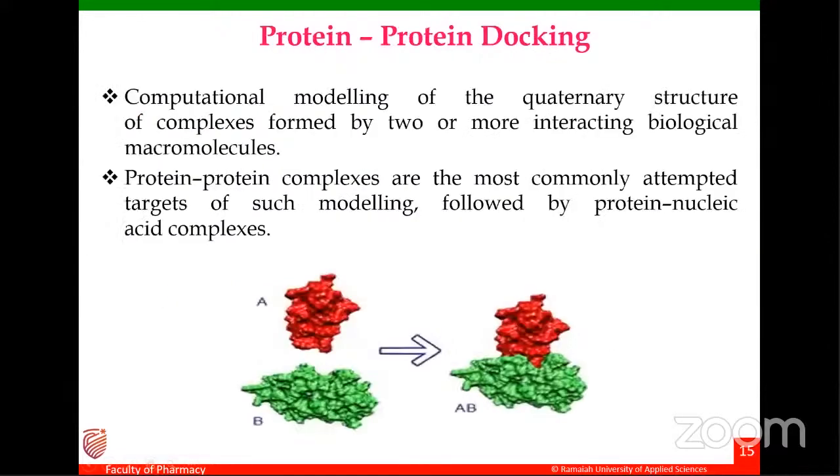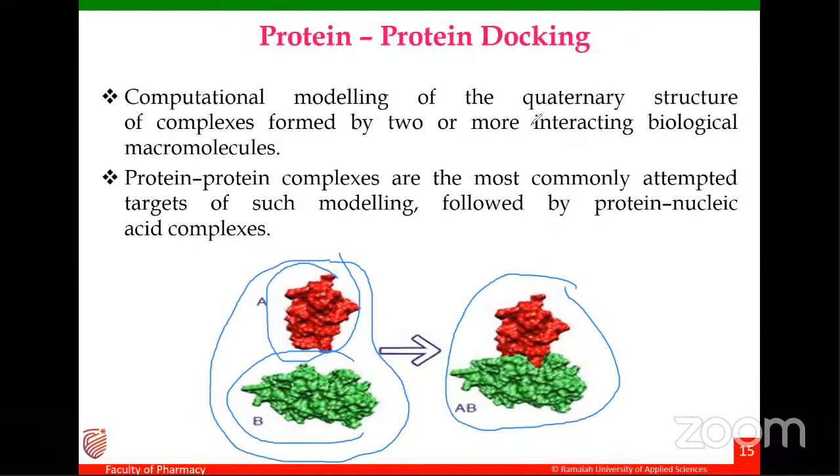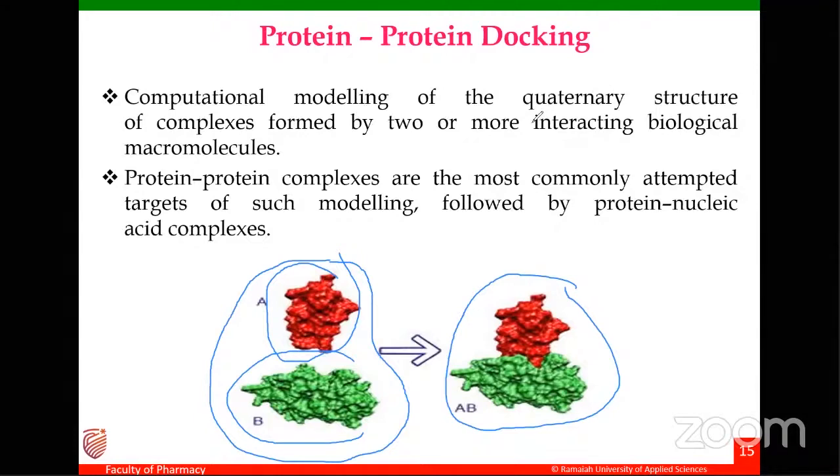For protein-protein docking, here you can see a structure. These two are proteins in nature. Both have bound, based on their complementary sites, but it never produced any change in their shape. Computational modeling of the quaternary structure of a complex is formed by two or more interacting biological macromolecules. Protein-protein complexes are the most commonly attempted target for such modeling, followed by protein-nucleic acid.